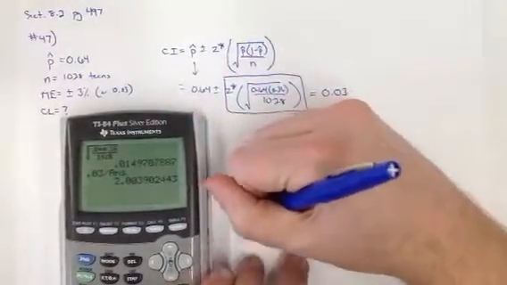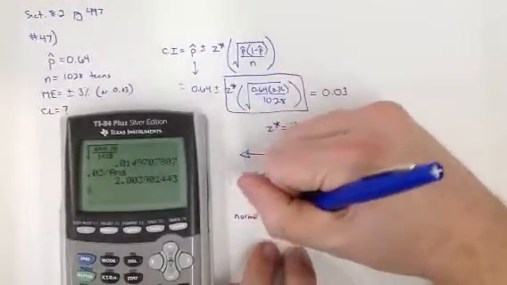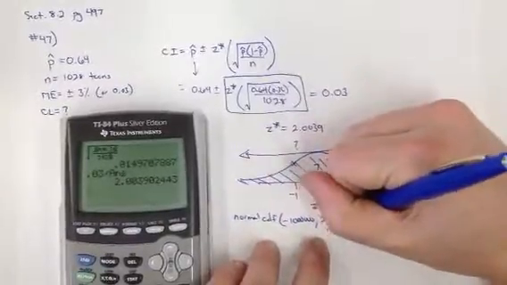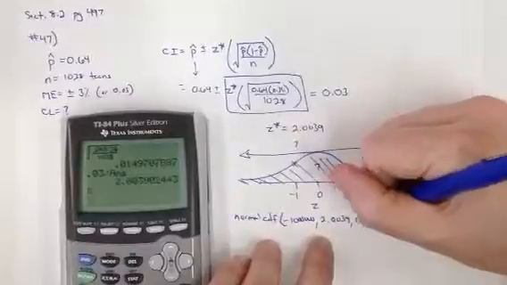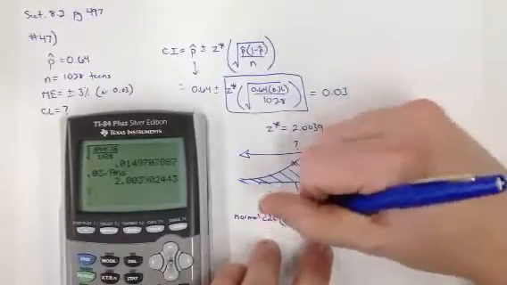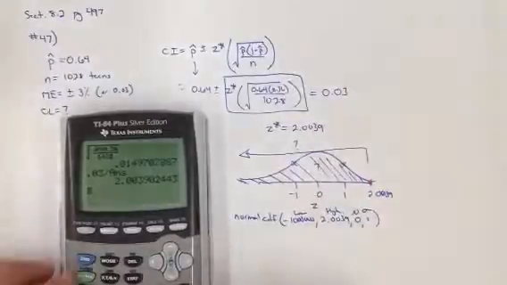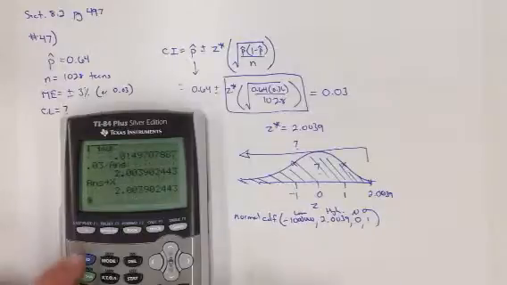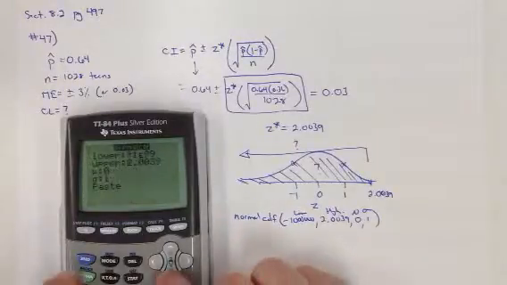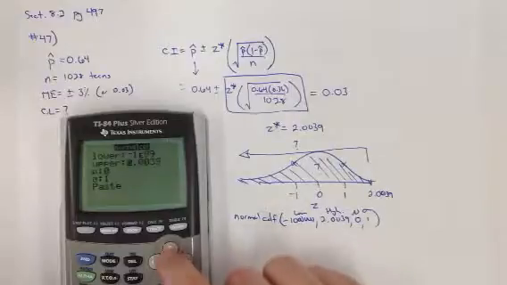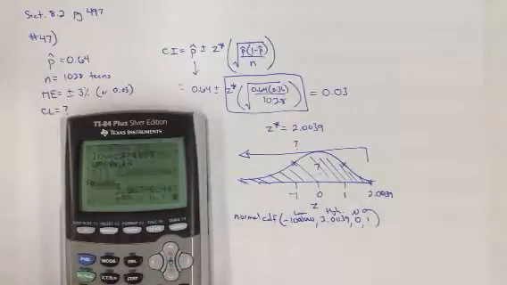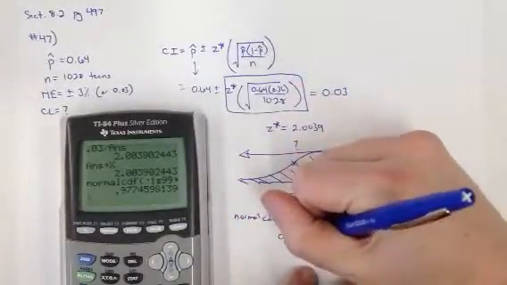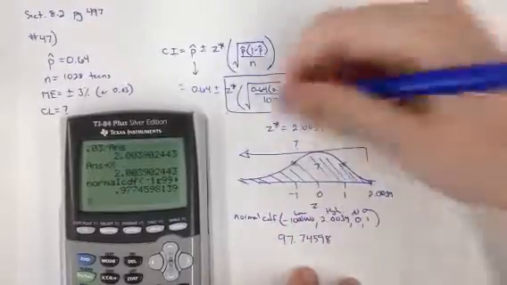The way I'm going to do that is with normal CDF. We're going to start from negative 1,000,000 up to our critical z of 2.0039, with 0 and 1 being the center and spread of our distribution. The way I'll do this is I'll store this answer as x, go to distribution, normal CDF, going from negative 1,000,000 to our upper, that's my x, 0, 1, paste it, and I find out that this area is 97.74598%.